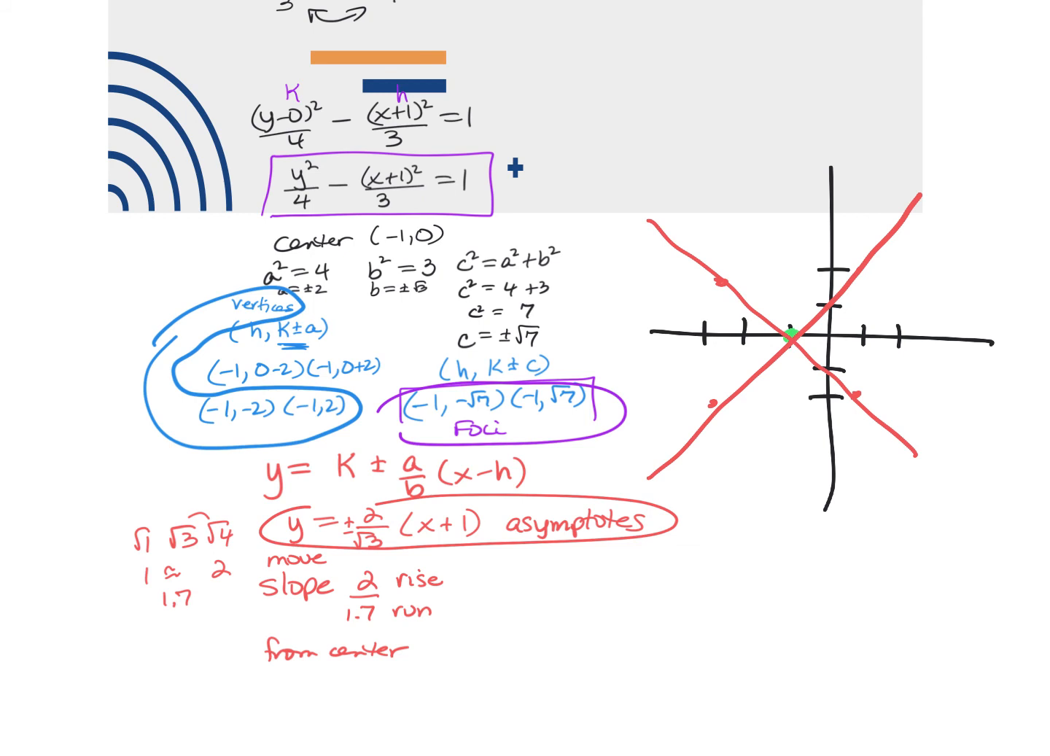And now what I can do is go ahead and graph the vertices: -1, +2 and -1, -2. And again, use the asymptotes as your guide to make your hyperbola. And then also graph the foci. So again, I'm graphing -1 and about -1.7, so about here and about here. The purple are the foci. And there's your hyperbola graph.